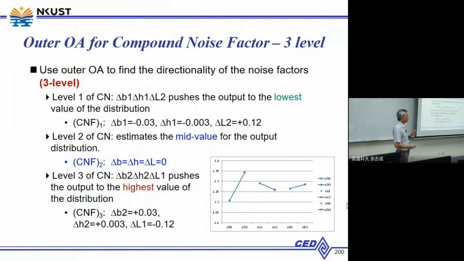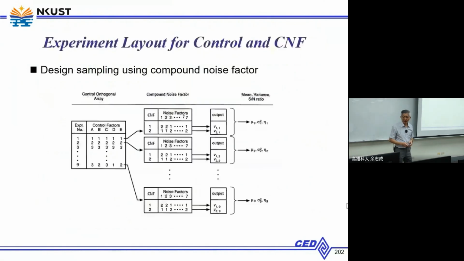In case you want to choose a 3-level compound noise, then the lowest output will be level 1, and the second level, because they are all manufacturing errors, right? We'll make our manufacturing error the nominal value, which will be the middle value, so make it 0. And the third level will be the combination of noise factors that will push the output to the highest value. So in case you need to use 3 levels, this is how you make the 3-level compound noise factors. Right, so that's how we do the sampling.